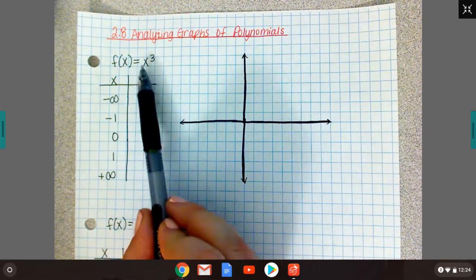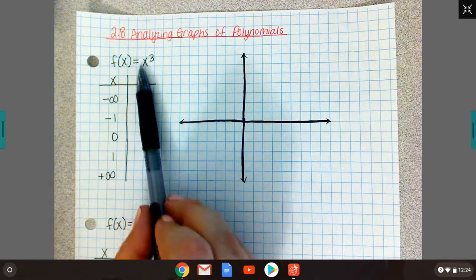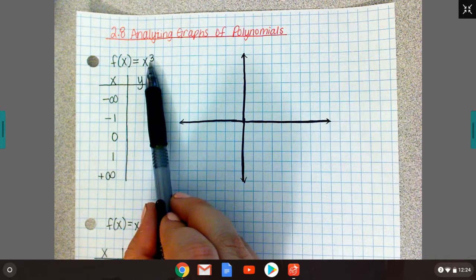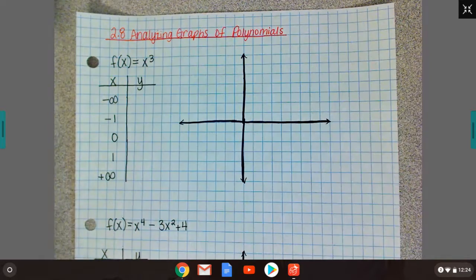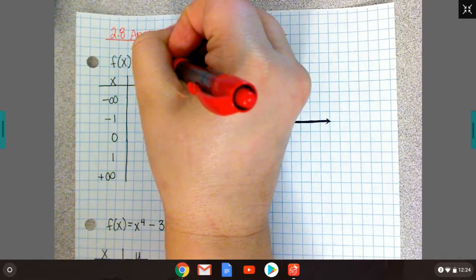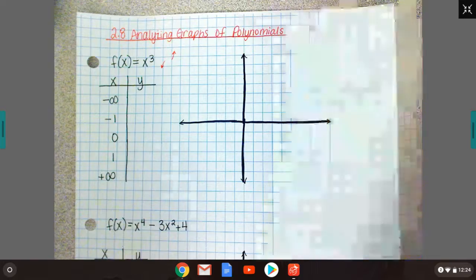So I do know that this is a positive out front for the leading coefficient and odd. So odd is going to tell me it's either going to go up, down, or down, up. So they're not going to match. And it's positive, so it's going to end up positive. So I know right off the bat it's going to end up looking something like this.